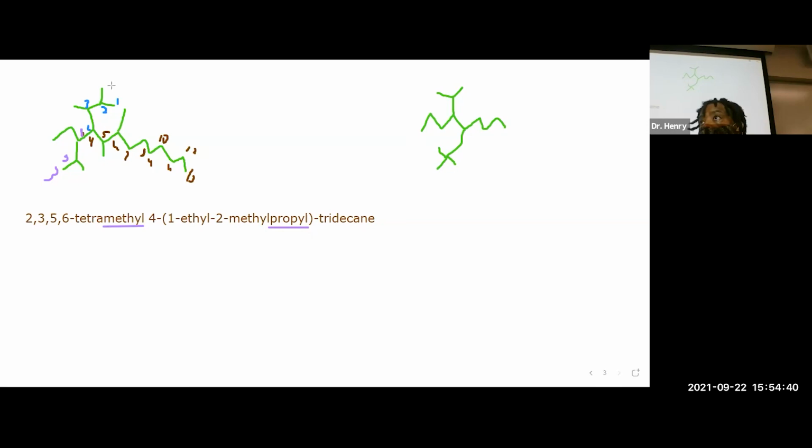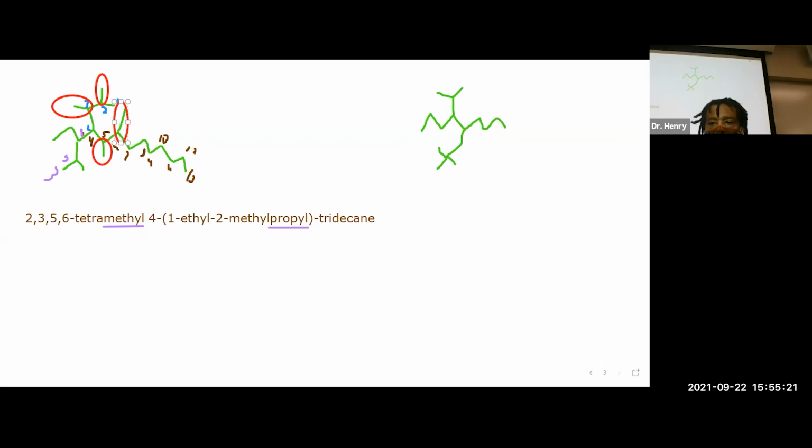Okay. Methyls. Yep. There's one here. There's one here. There's one here. There's one here. Okay. So you can see 1, 2, 3, and this is the 4th carbon. That's the 5th carbon. That's the 6th carbon. 2, 3, 5, 6. So it's on the second carbon, the 3rd carbon, the 5th carbon, and the 6th carbon. And then you have one that's way over here with the branching of.